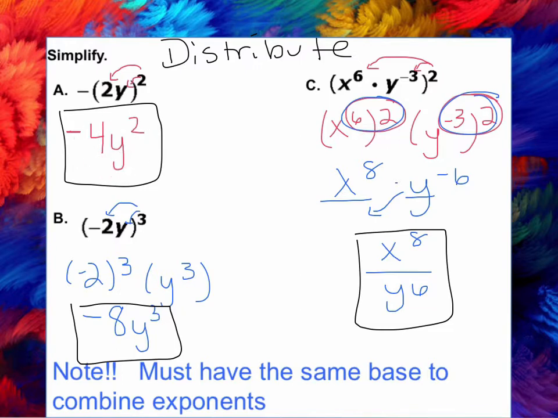Here I had to do a few properties. I had to first distribute the 2 to go with the 6, and then distribute the 2 to go with negative 3. And then if you know the trick, you don't have to show this step, but you probably don't, so I showed the step for you.